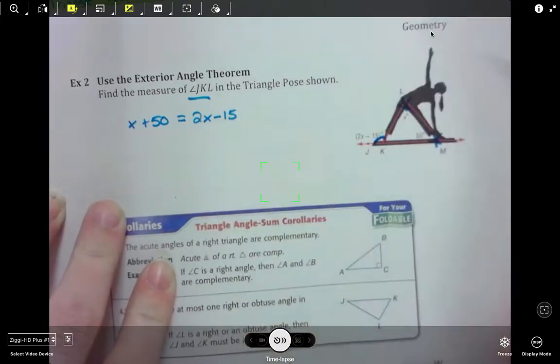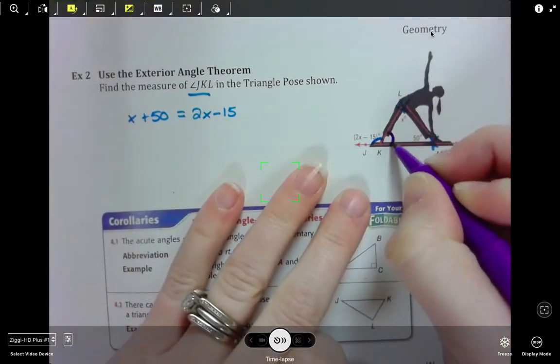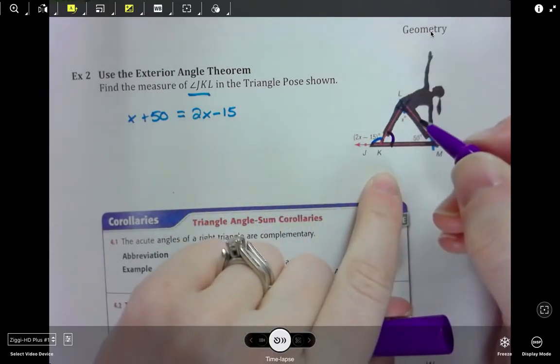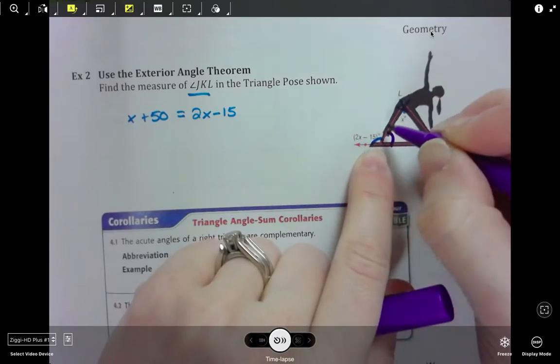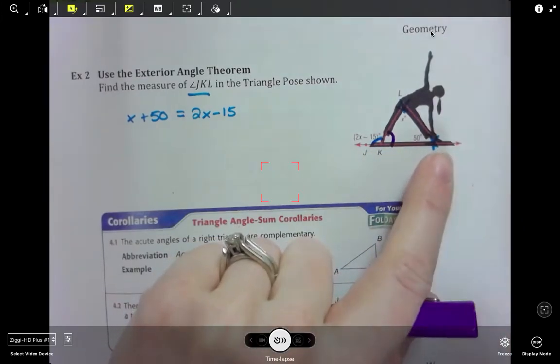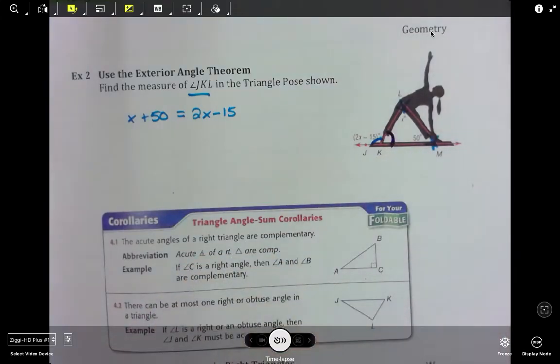Notice how we neglect this 1 right here that's attached to the 2x minus 15. We don't even care about him in the whole equation. All we care about is the exterior angle and the two ones that it's not touching. We totally neglect this guy. It doesn't matter.